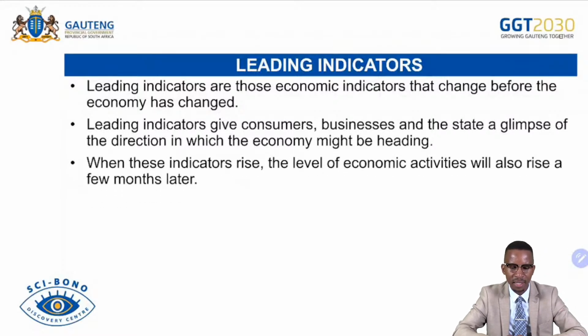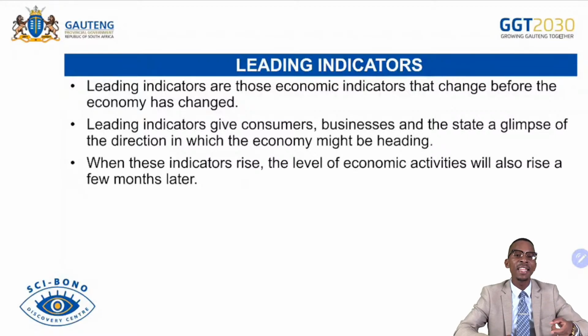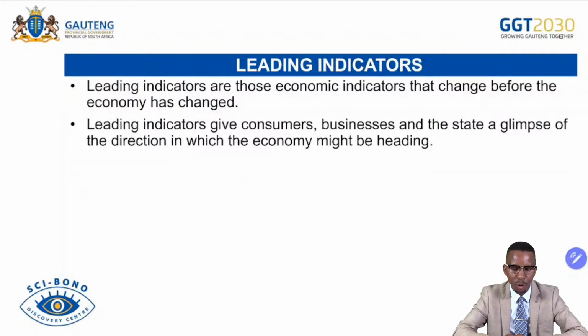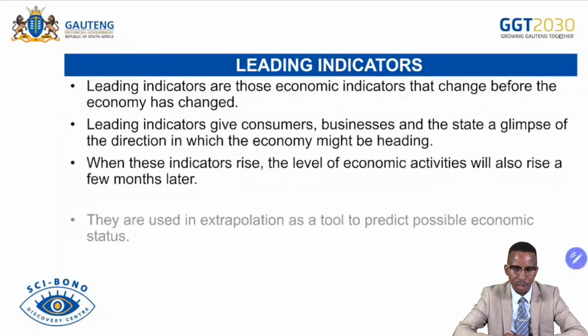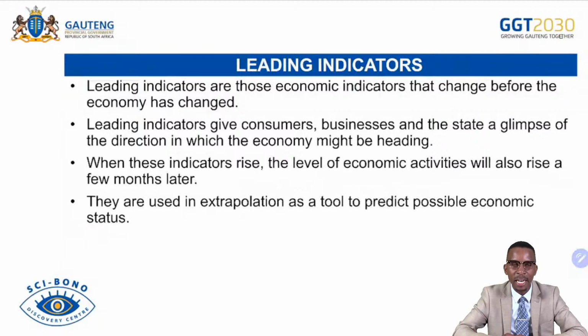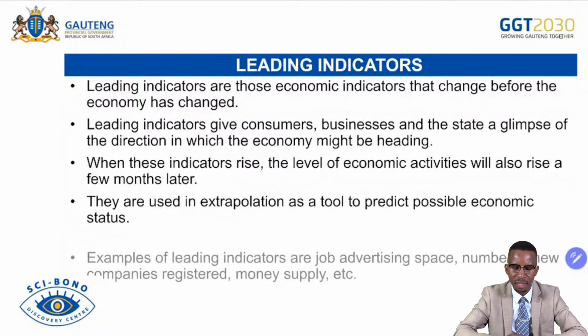When these indicators rise, the level of economic activities will also rise a few months later, meaning whenever leading indicators are showing an increase, a few months later the economy will also be rising, because now the assumption has been used to say there will be a rise in the economy. They are used in extrapolation as a tool to predict possible future economic status.